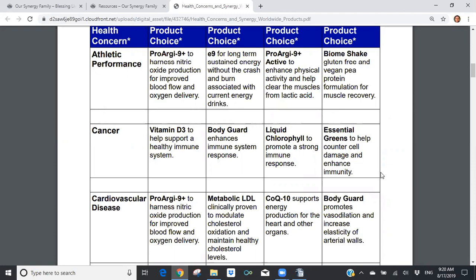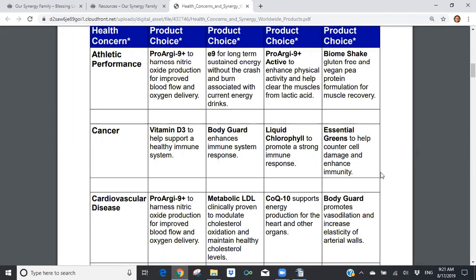So how do you stop the plaque from forming? Well, you've got to stop the inflammation. What's the main culprit of inflammation? Oxidized LDL. What's a great product for doing that? ProArginine Plus, and even more powerfully, Metabolic LDL. Metabolic LDL is even more powerful than ProArginine Plus in preventing oxidized LDL.